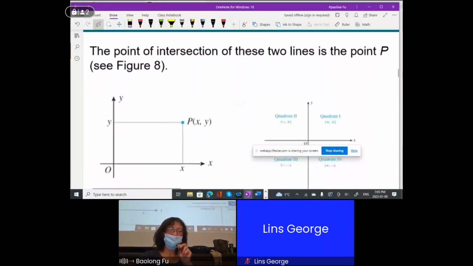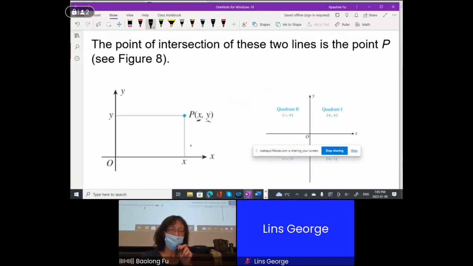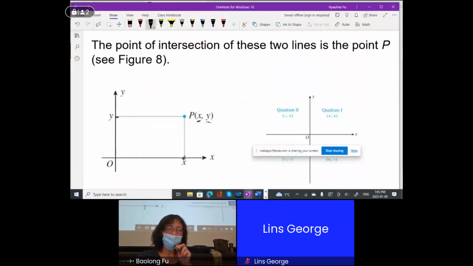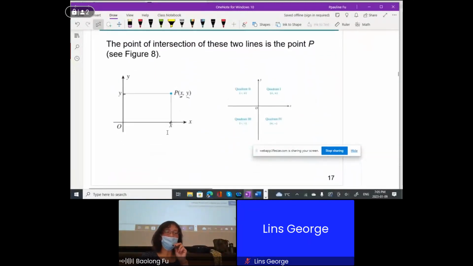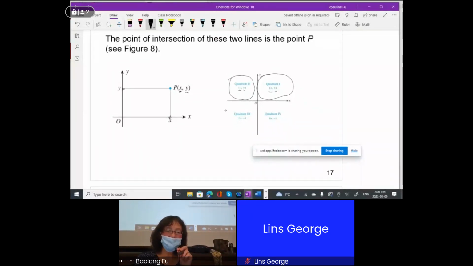A point in the Cartesian system usually you use x, y. Okay, x is here, y is here. Any point on the Cartesian coordinate system could be in one of the 4 quarters. We call this part quadrant 1. When you have quadrant 1, x is positive, y is positive. And this is quadrant 2: x is negative, y is positive. Quadrant 3, x is negative, y is negative. Quadrant 4, x is positive, y is negative.